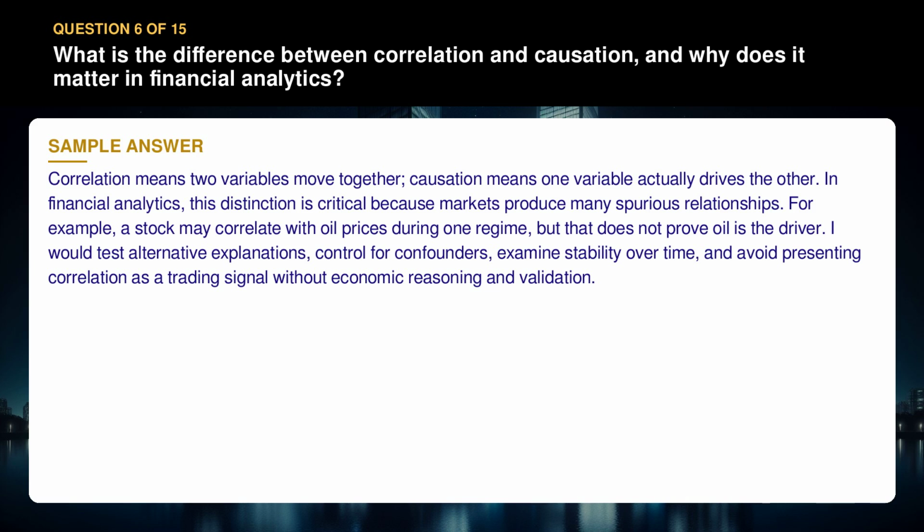Correlation means two variables move together. Causation means one variable actually drives the other. In financial analytics, this distinction is critical because markets produce many spurious relationships. For example, a stock may correlate with oil prices during one regime, but that does not prove oil is the driver. I would test alternative explanations, control for confounders, examine stability over time, and avoid presenting correlation as a trading signal without economic reasoning and validation.